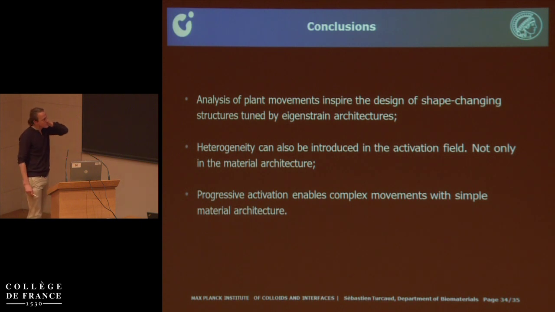So, to come to the conclusion: analyzing plant motion gives us the idea that we can play with differential swelling properties inside structures to change their shape. But what I showed in those examples is that you can introduce this heterogeneity, this mismatch in swelling, not only by the architecture of properties, but also by the history of the activation of your structure. This way, even with very simple bilayers, you can achieve rather complex movements, as I showed with the pyramids and so on.